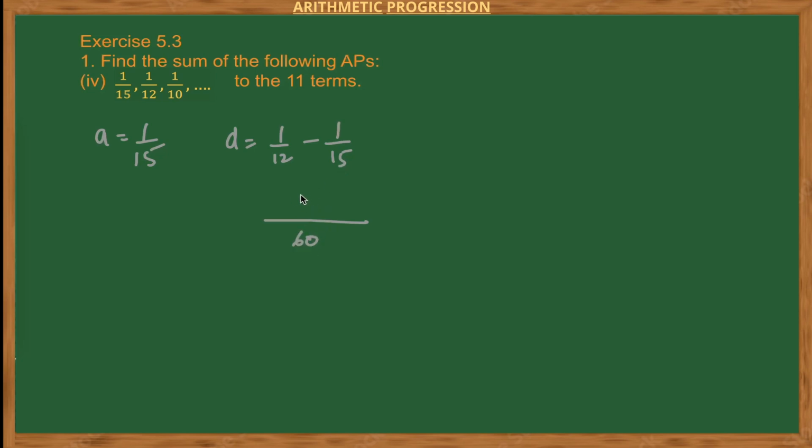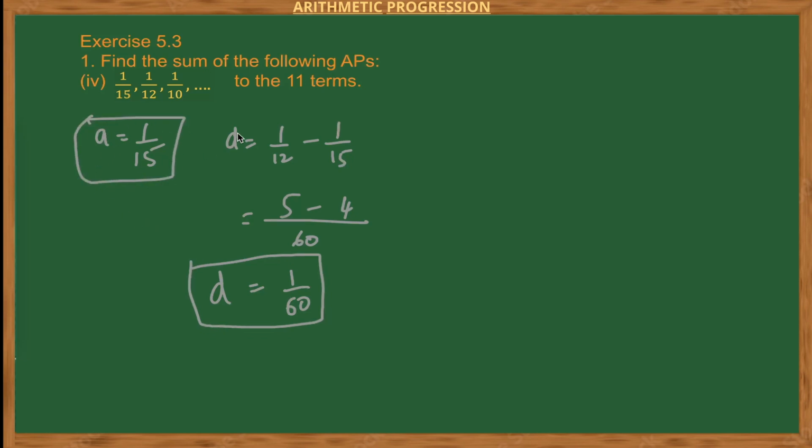Okay, so how many times does 12 go in 60? 5 times, so 5, and in 15 it goes 4 times. Okay, so let's simplify it further. 5 minus 4 is 1 divided by 60. So d we got as 1 by 60. a we have, okay, up to the 11th term. So n we have as 11, and we need to find S11. Okay, so let's put our formula and solve this.